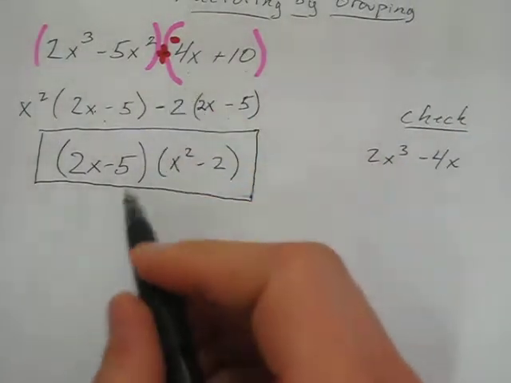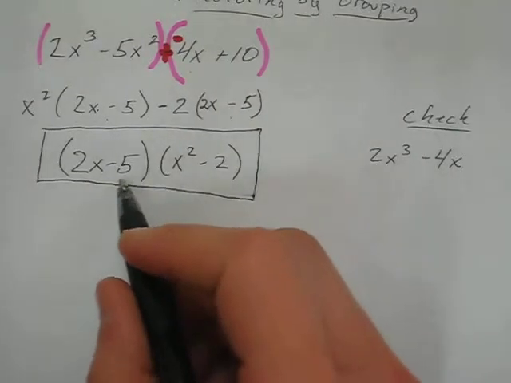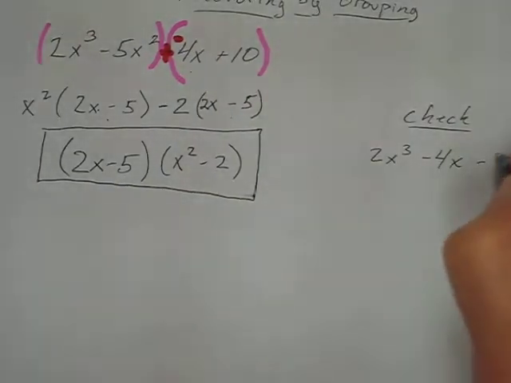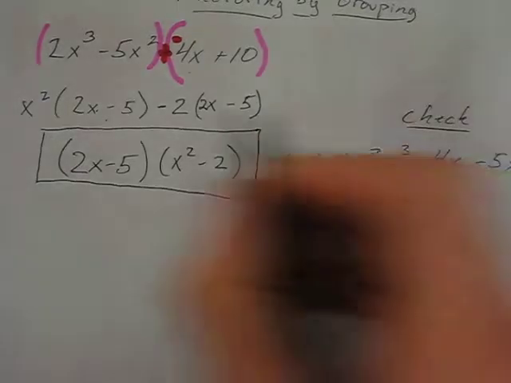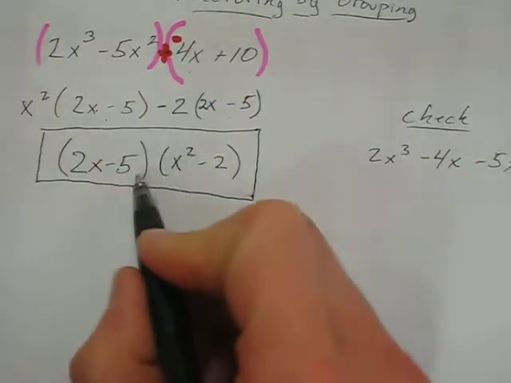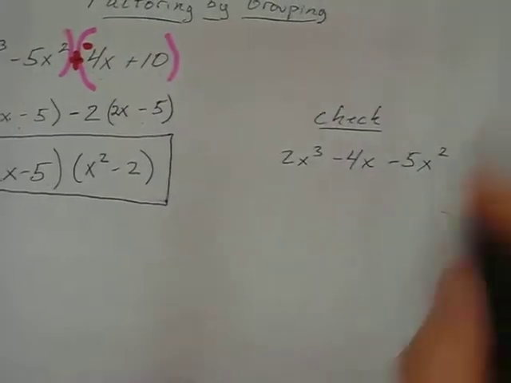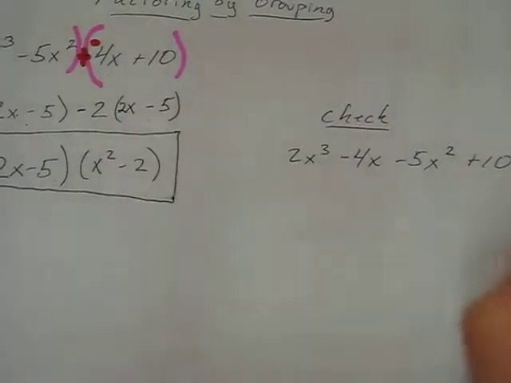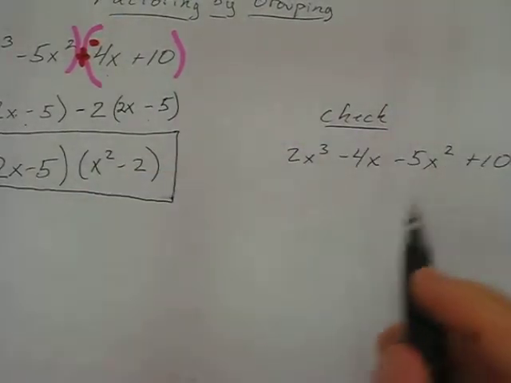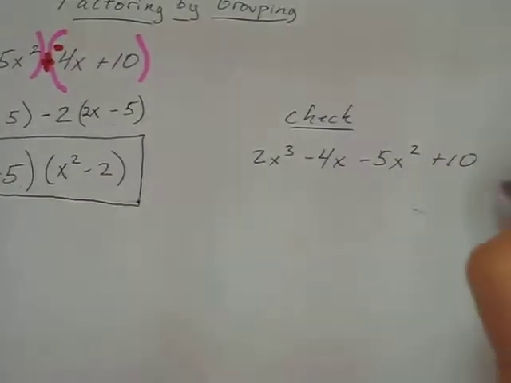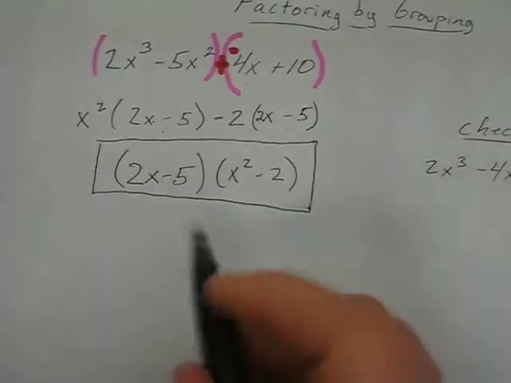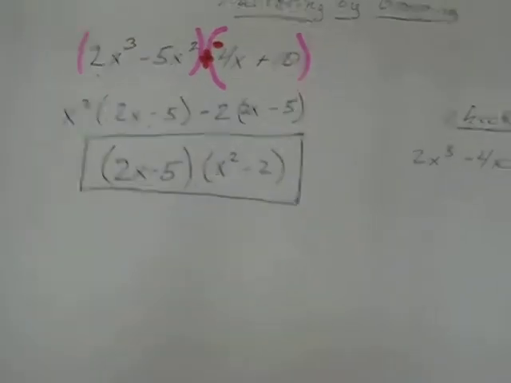Okay, it might be in a different order. That's okay. Then you have -5 times x, which is minus 5x squared. That's what I started with. -5 times -2 is positive 10. Here are your 4 terms, and they're in a different order, these middle 2 terms, but that's okay. And then you have plus 10 over there. It checks, which confirms that that is my final answer.